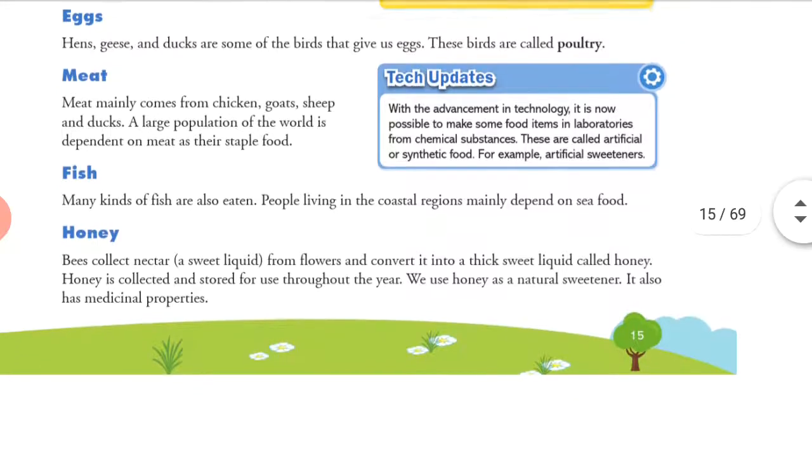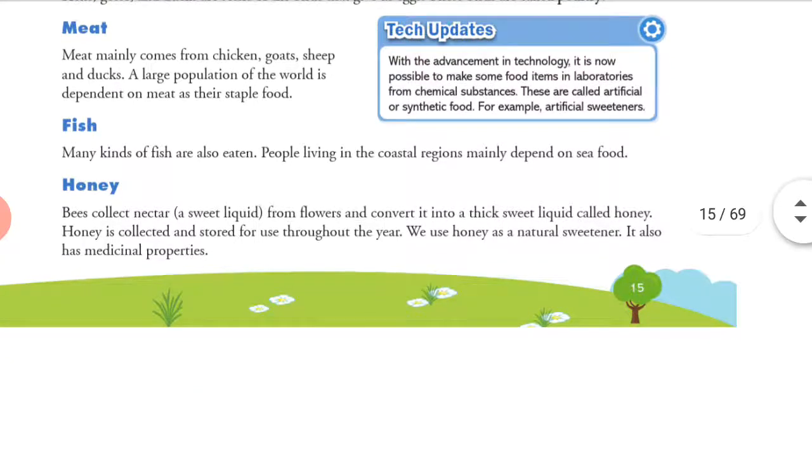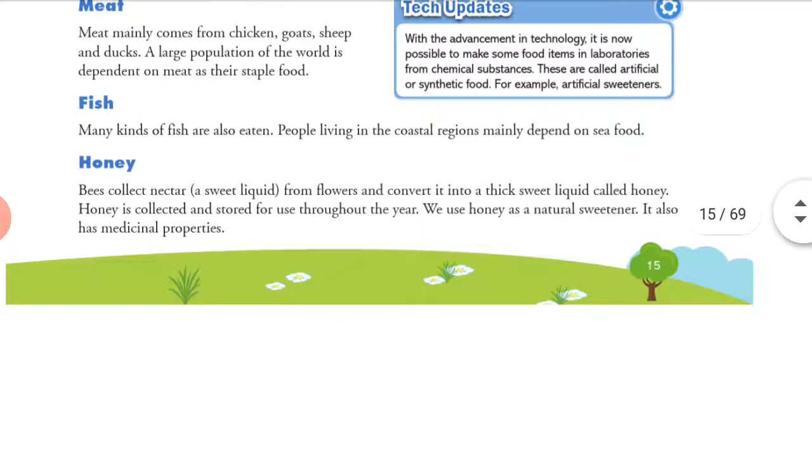Honey. Bees collect nectar, a sweet liquid, from flowers and convert it into a thick sweet liquid called honey. Honey is collected and stored for use throughout the year. We use honey as a natural sweetener. It also has some medicinal properties. Okay.